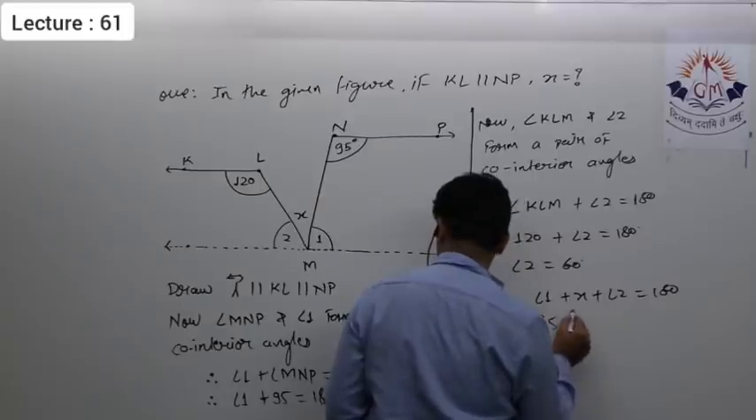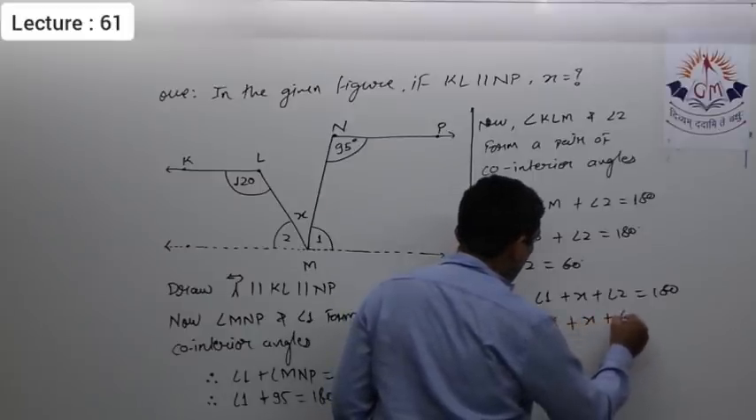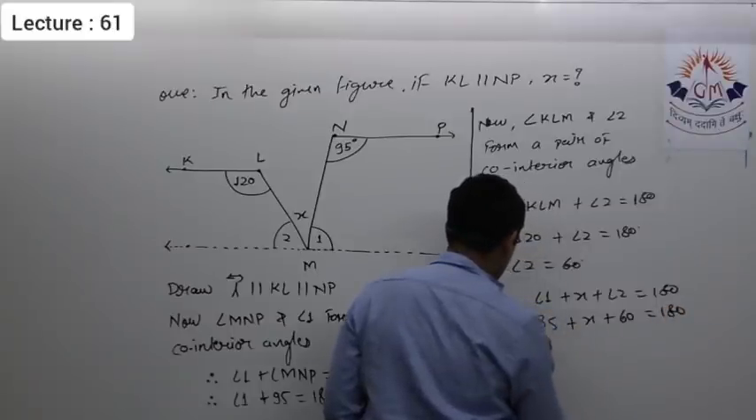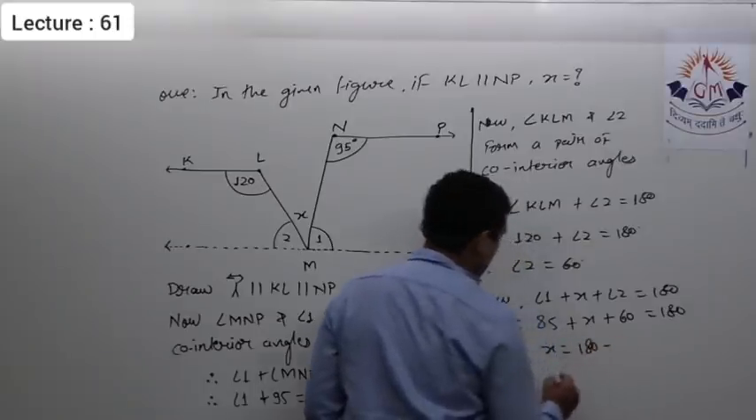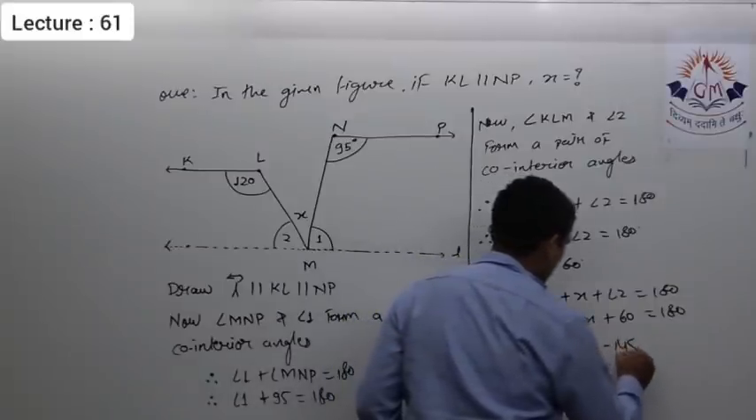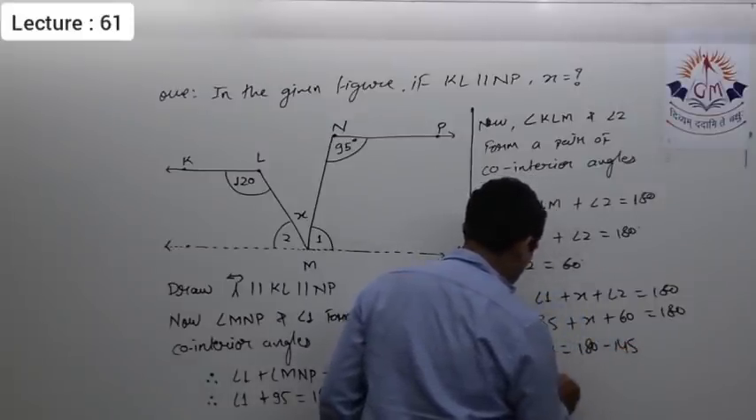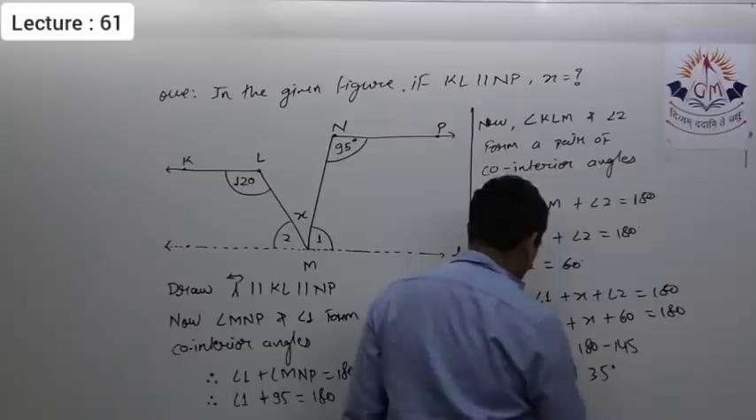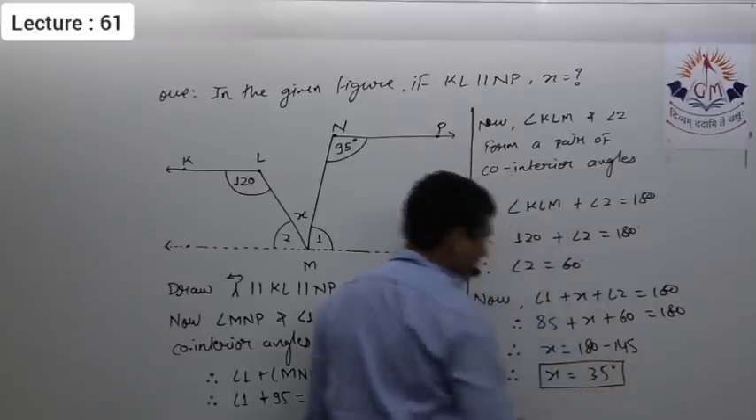85 plus x plus 60 is equal to 180. So here I can say, therefore angle x is equal to 180 minus 145. So ultimately angle x is equal to 35 degrees. Okay, x is equal to 35 degrees. So this is the way.